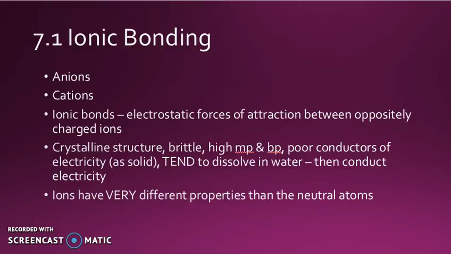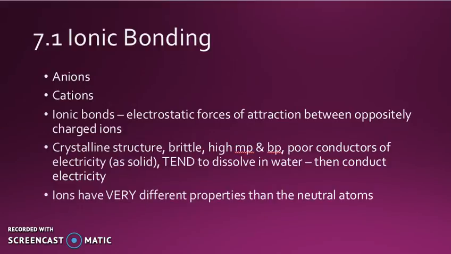So first of all, ions are atoms that have gained or lost electrons. And there are two different types of ions: anions, which have a negative charge, and that negative charge is formed by gaining electrons. And cations are ions with a positive charge, and that positive charge is formed by losing electrons.